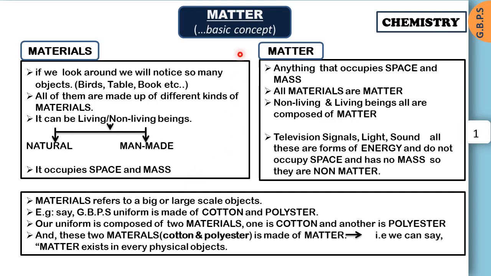Now come to the part matter. The definition of matter goes like that: anything that occupies space and mass is called matter. That means all materials are matter, and also all non-living and living beings are composed of matter. That means we all are also composed of matter. Now I think you guys are thinking this materials and matter is almost same. Yeah, it is almost same, but there is a difference. Don't worry, we will discuss about that later.